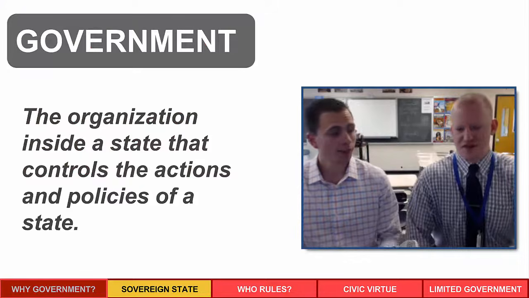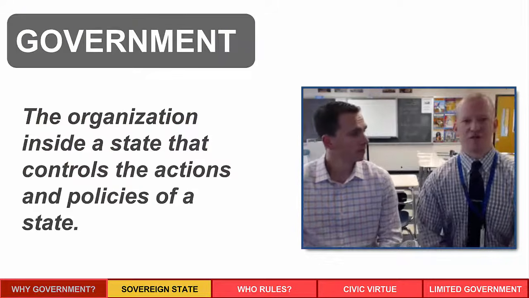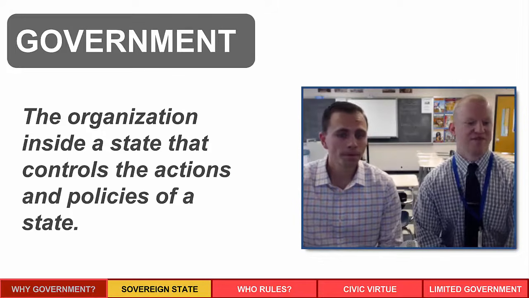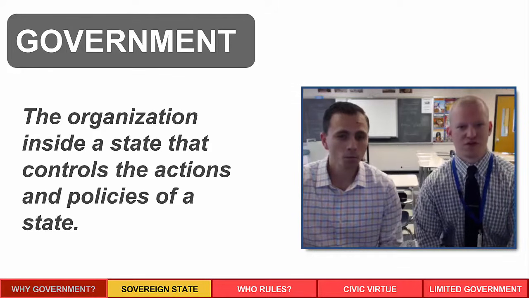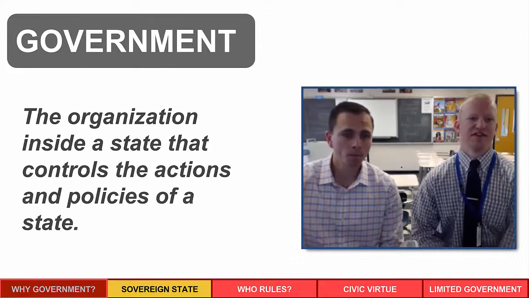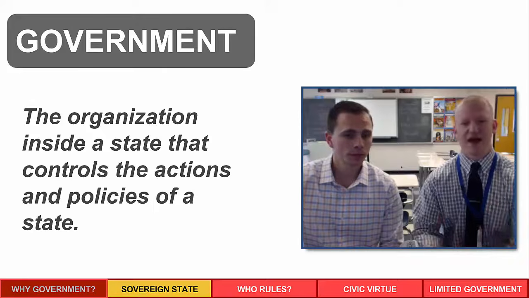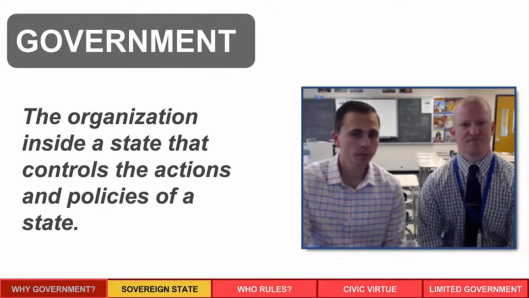The government itself: civics is a citizenship and government class, but what exactly does it mean to have a government? We're going to take a look at the four roles that government has, but really it's that organization inside the state that's going to control basically what happens inside your state.